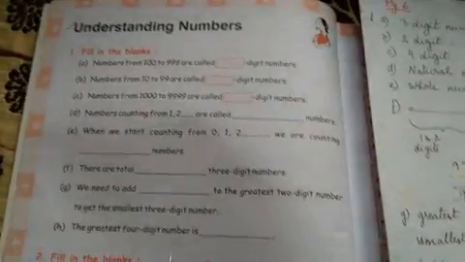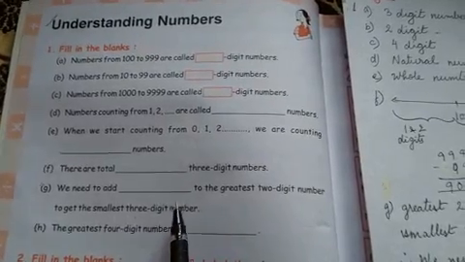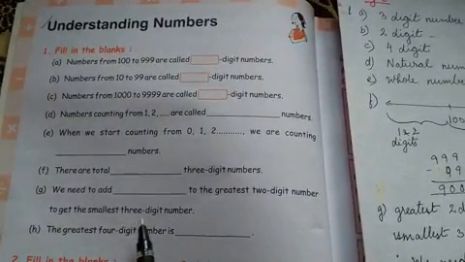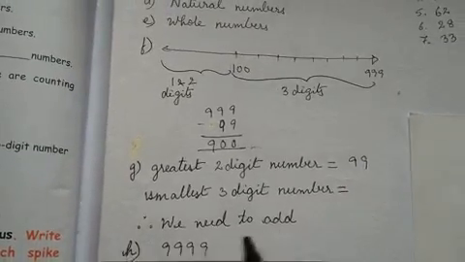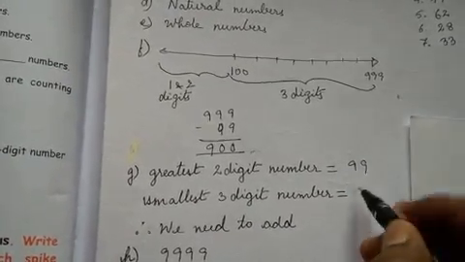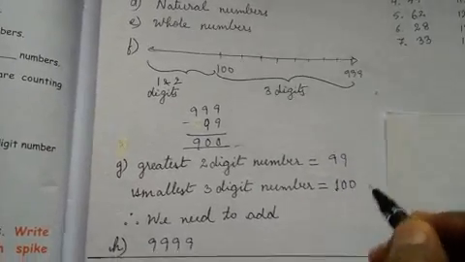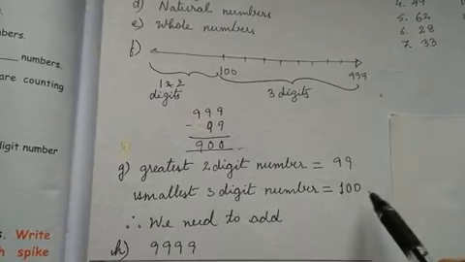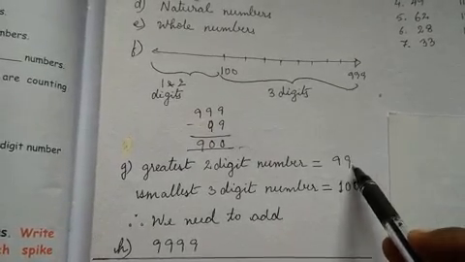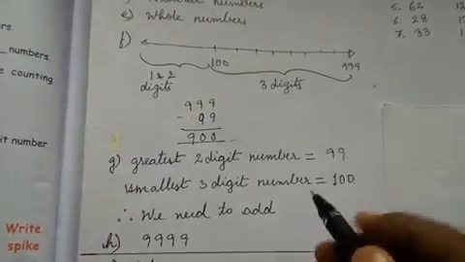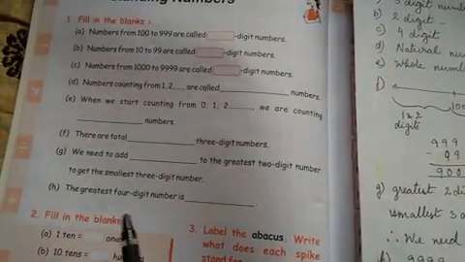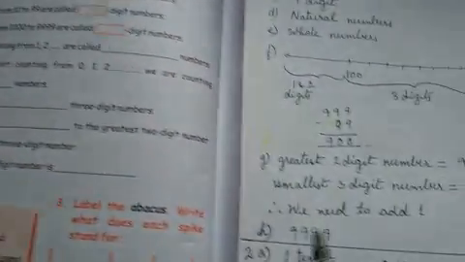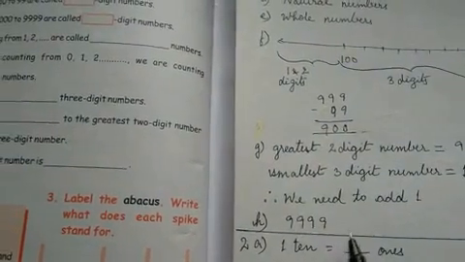Now the next question says, we need to add dash to the greatest 2-digit number to get the smallest 3-digit number. The greatest 2-digit number, you know, is 99. The smallest 3-digit number is 100. So what do we need to add to get this? It's very simple. You can see 99, then comes 100. It means we need to add 1. Now, the next question: the greatest 4-digit number is, you know this, 9999.